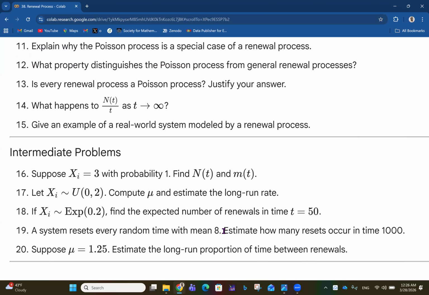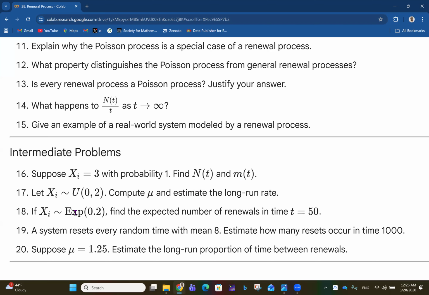Then intermediate problem. Suppose Xi is 3 with probability 1. Find N(t) and M(t). Okay, so N(t) and M(t) will just be the same thing, right? Because you have a guaranteed situation there. Let Xi be uniformly distributed from 0 to 2. Compute mu and estimate the long run rate. The mu is (0 plus 2) divided by 2, which is 1. So the long run rate is 1, basically, because 1 over 1 will be the long run rate.